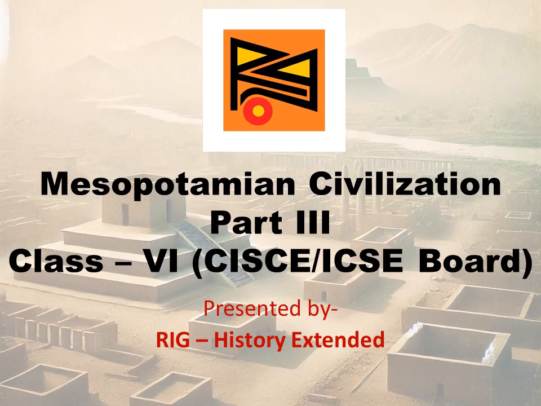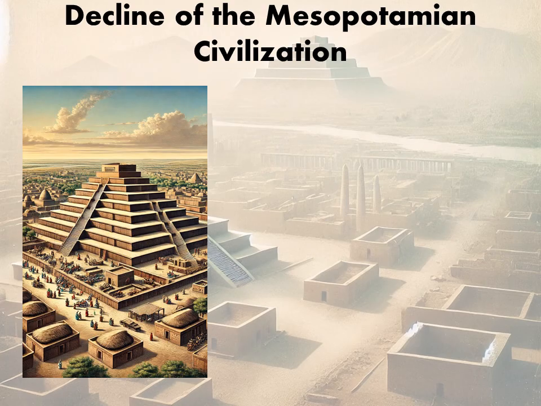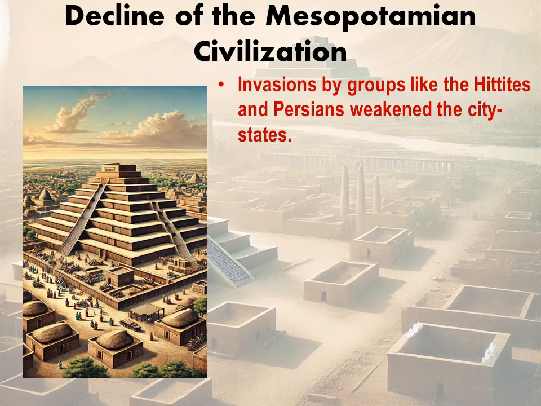So let's start. In our last video, we discussed the geography of Mesopotamian civilization, the art and culture, governance, law, business, trade, all these things. So today we will start with how all these things ended. How did Mesopotamian civilization come to an end? Hence, the decline of the Mesopotamian civilization.